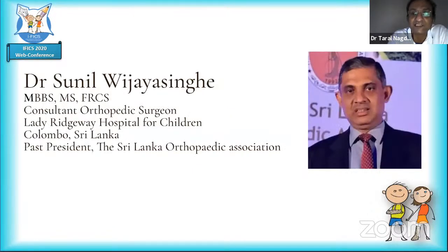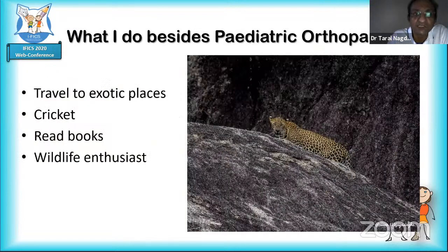Sunil Vijay Singhe is a dear friend. He's a past president of Sri Lankan Orthopaedic Association. He's a pediatric orthopedic surgeon, not by choice, but by accident, because in 2009, we did a pediatric fracture course when he was secretary of Sri Lankan Orthopaedic Association, wanted to be an arthroscopist, but ended up being a pediatric orthopedic surgeon. He works at the Children's Hospital in Sri Lanka and has a big responsibility for treating the young with orthopedic problems in Sri Lanka. So what he also does is traveling to exotic places, and I'm sure POSICON every year adds to this list.